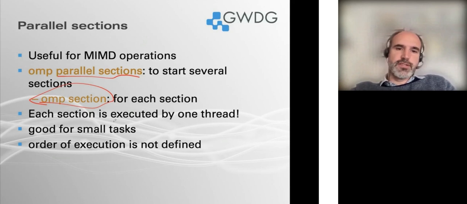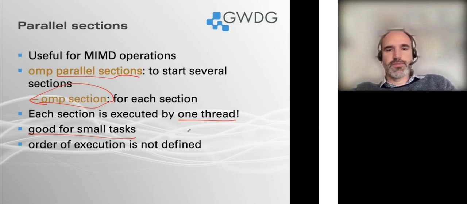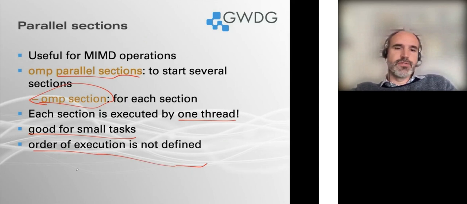Important to note here that each section is executed by one thread only. You have a section defined, and one thread goes into the section, does the task, and returns. That's why this is good for small tasks. They don't have the problem of one task, one thread getting too slow. The other problem is that usually the order of execution of each section is not well defined. So you don't know which comes first, or which prints out first, which saves first, and so on. So if you do fancy stuff with memory, you have to be careful.